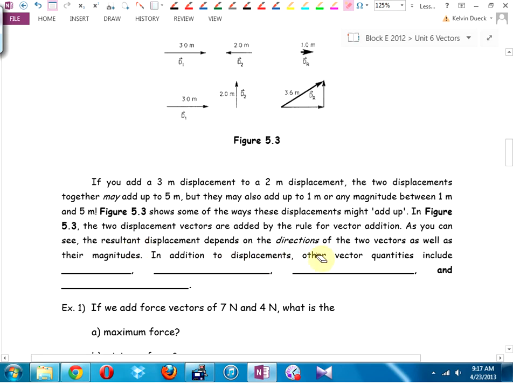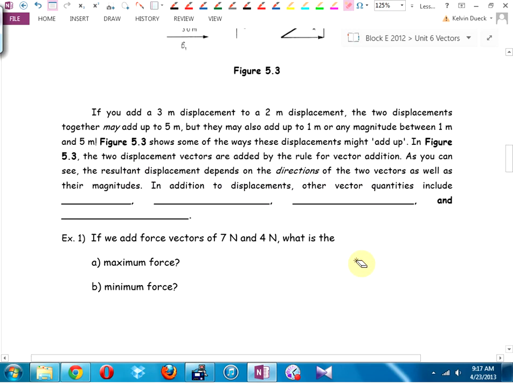In addition to displacements, other vector quantities include, what are some other vectors we have learned this year? Force. Velocity. The one that your test is about on Thursday? Momentum, we have to be much more careful. Acceleration, that's why negative 9.8. Lots of others.